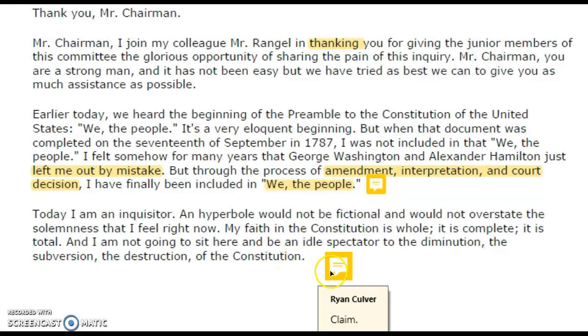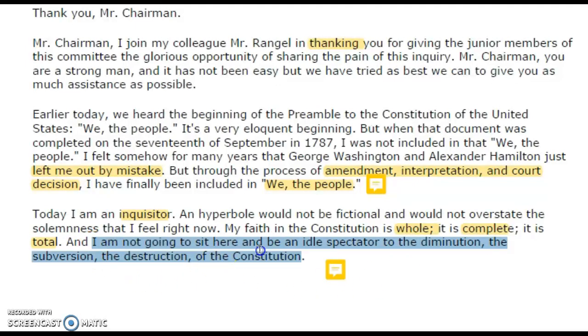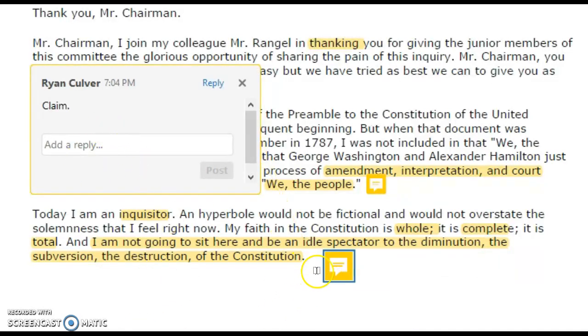And then in this third paragraph here, she talks about herself as being an inquisitor, and then she gets down here to the bottom where she talks about her faith in the Constitution as being whole, complete, and total. This document that gives our government its power, something she believes in, and she says she's not going to sit here and be an idle spectator to the diminution, the subversion, the destruction of the Constitution. And so this is her primary claim.